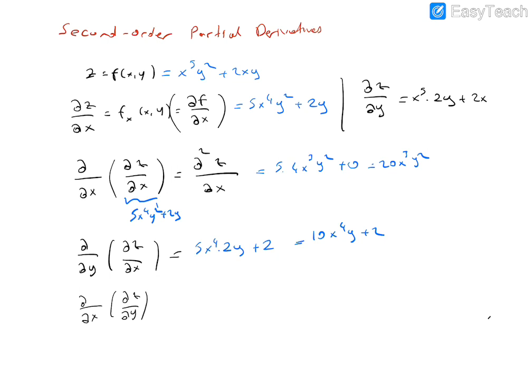So by differentiating this function with respect to x, 5x to the power 4 times 2y plus the derivative of 2x, which is 2, gives 10x to the power 4 y plus 2. Actually, these are the same. This is normal. This is always correct for continuous differentiable functions. So as you see, the second derivative of z first with respect to x, then with respect to y equals the second derivative of z first with respect to y, then with respect to x.